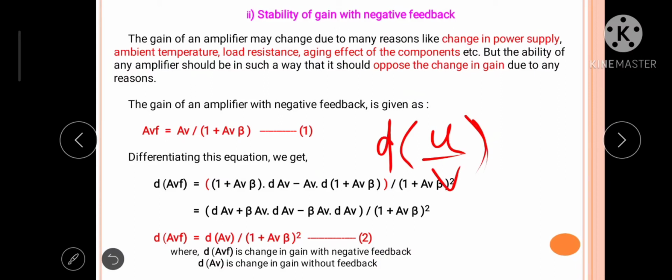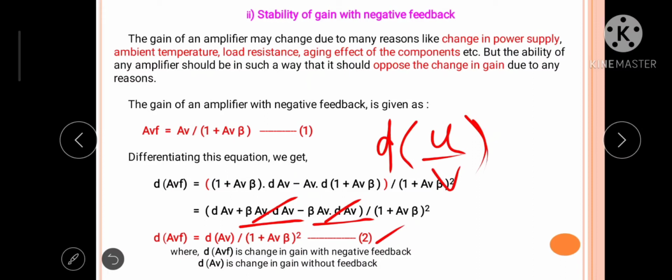In this equation, see the second term: beta into AV into derivative of AV minus beta into AV into derivative of AV. Here the first term is positive and the second term is negative, so both terms get cancelled. The final equation that remains: derivative of AVF equals derivative of AV upon (1 plus AV into beta) whole square. Let us take this as equation 2.